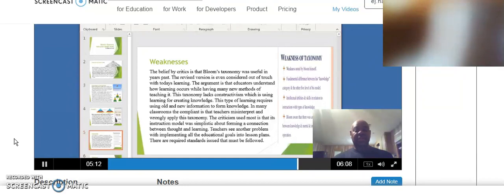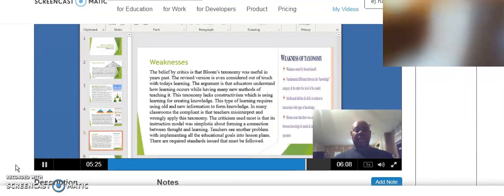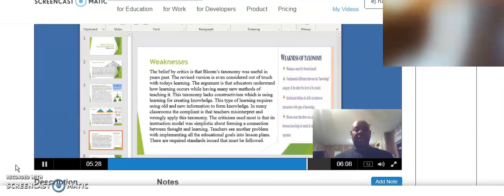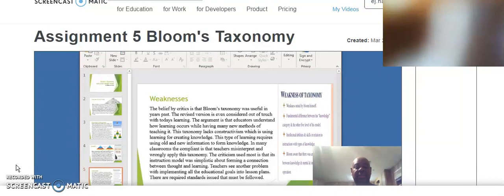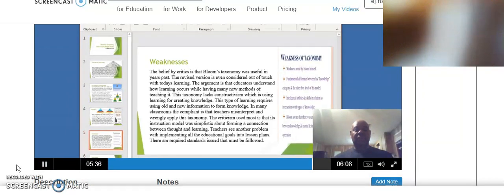The taxonomy lacks constructivism, which is using learning from creating knowledge. This type of learning requires using old and new information to form knowledge. In many classrooms, the complaint is that teachers misinterpret and wrongly apply this taxonomy. The criticism used most is that the instructional model was simplistic by forming a connection between thought and learning.